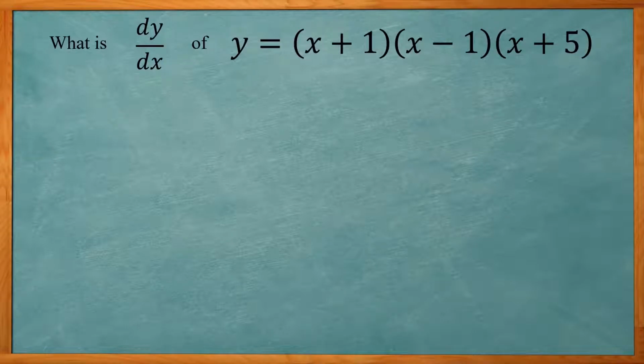So this is the first of our practice problems. It says, what is dy/dx of y equals the quantity (x + 1)(x - 1)(x + 5)? So the first thing I want to do here is multiply these all together.